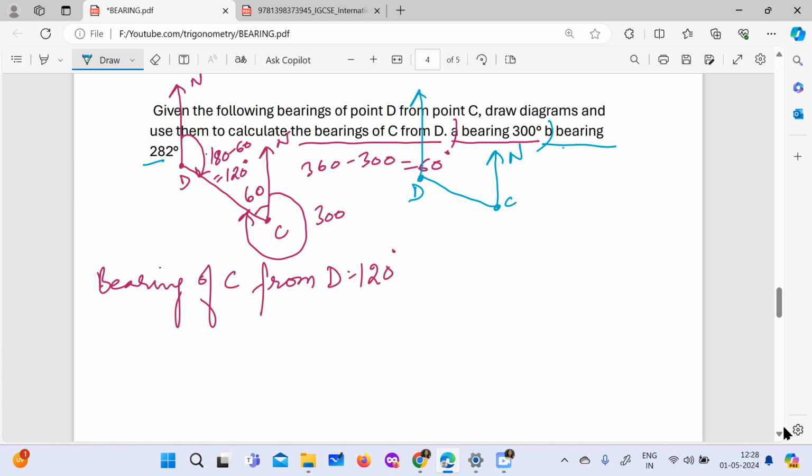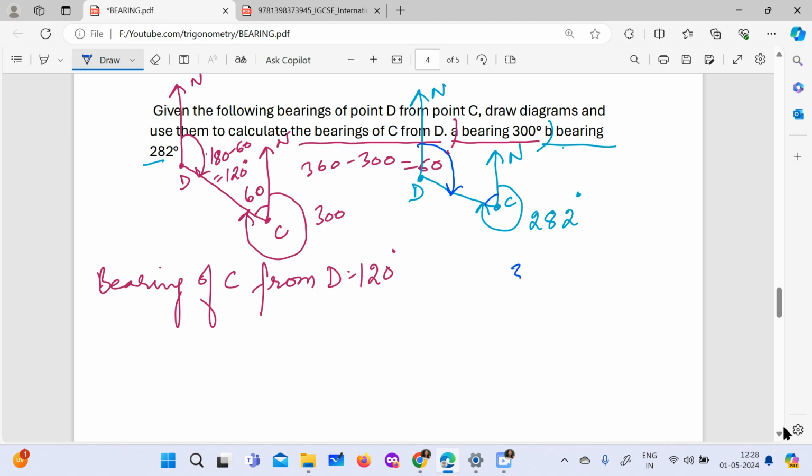Okay, I'll draw the north of D. So this is nothing but 282 degrees. This is given already here. Now your question is to calculate the bearing of C from D. It means this is the thing. You have to figure out this measure. Okay, so it's easy. We can figure out this one.